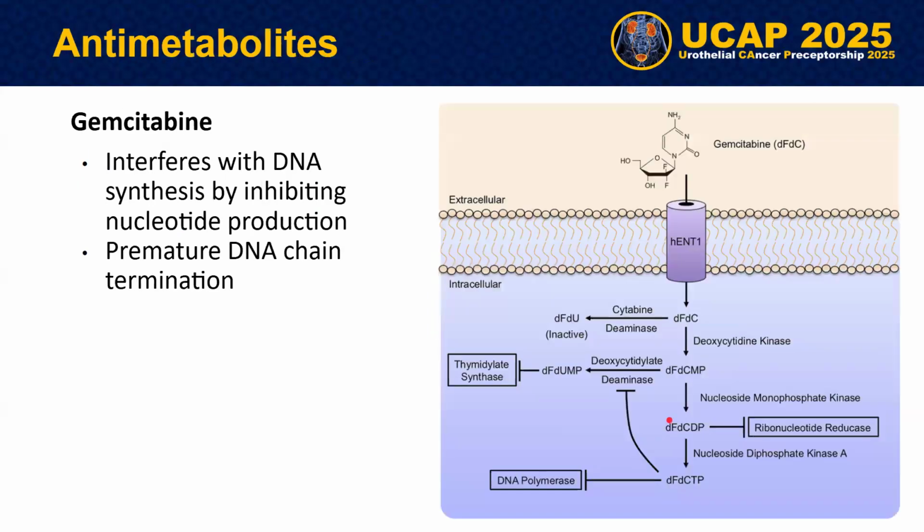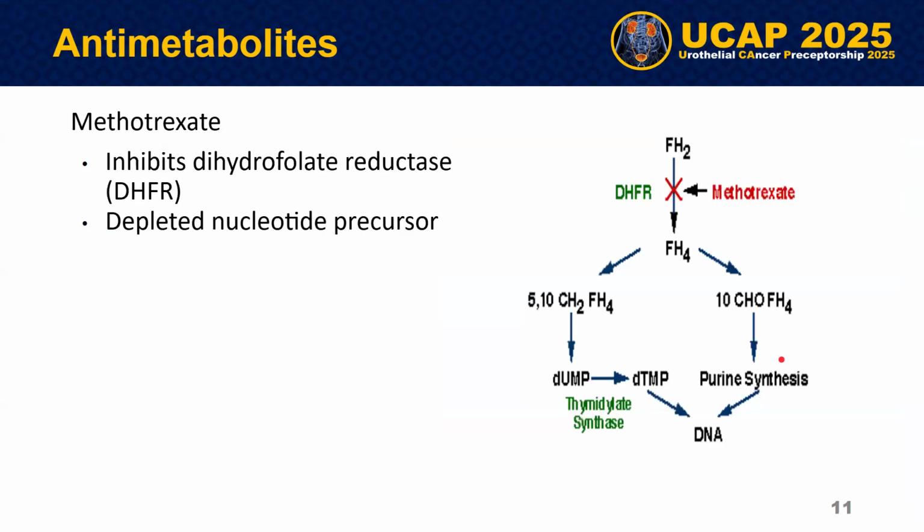Next, antimetabolites including gemcitabine and methotrexate. So gemcitabine interferes with DNA synthesis. As you can see here, gemcitabine binds to the hENT1 structure. Again, don't worry too much about this. But as you can see here, the downstream pathway actually is important for nucleotide production. And nucleotide is an important building block for DNA synthesis. Hence, when there's no nucleotide, it leads to premature DNA chain termination and cell death.